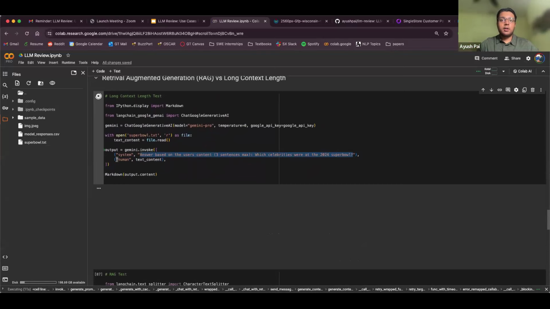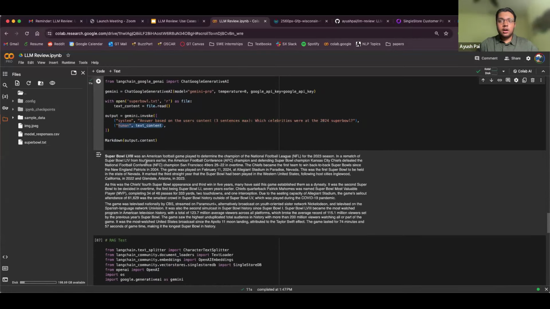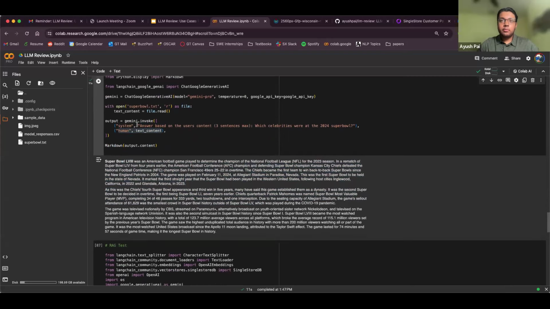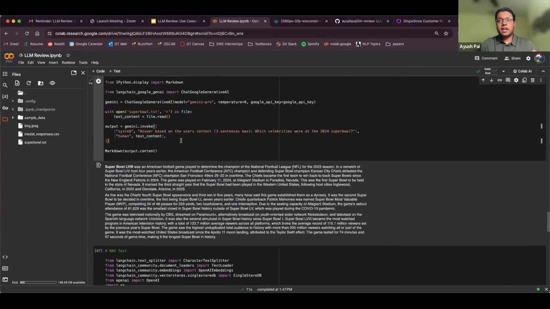And then the human thing is the text content, which is got from the document. And here it seems to just be giving some generic information. I'm not really sure why it's doing this. It's just giving some generic information. Maybe if we put it directly into the human prompt itself, it might do better. It might be some prompting thing. But it seems a little bit different.